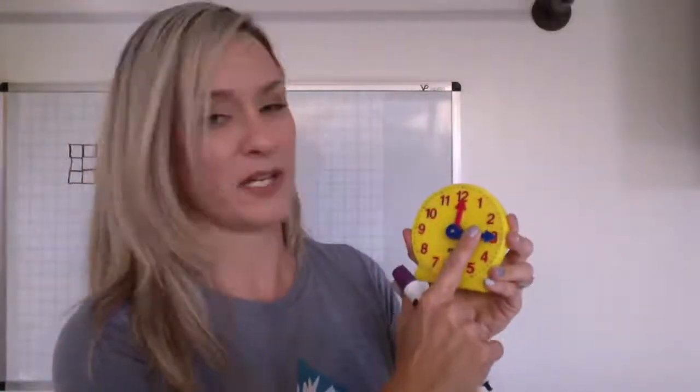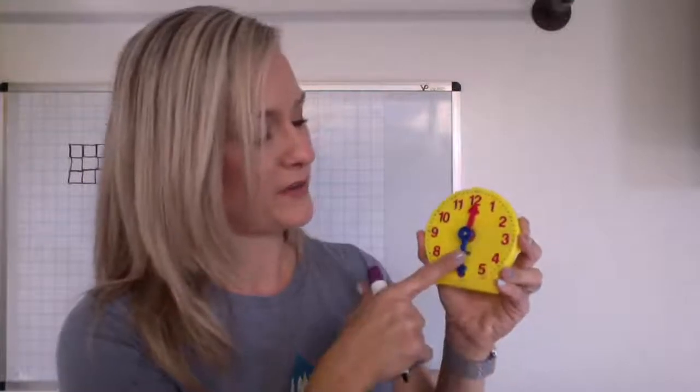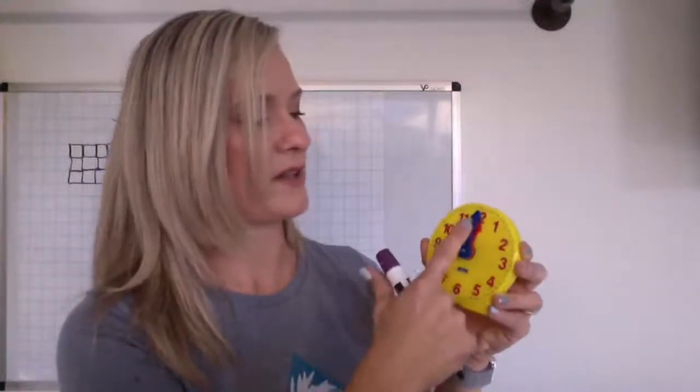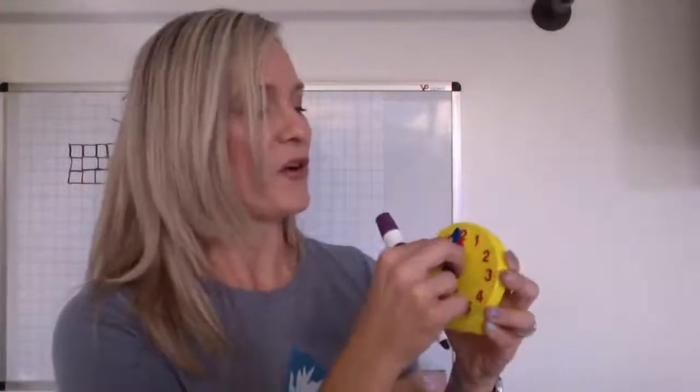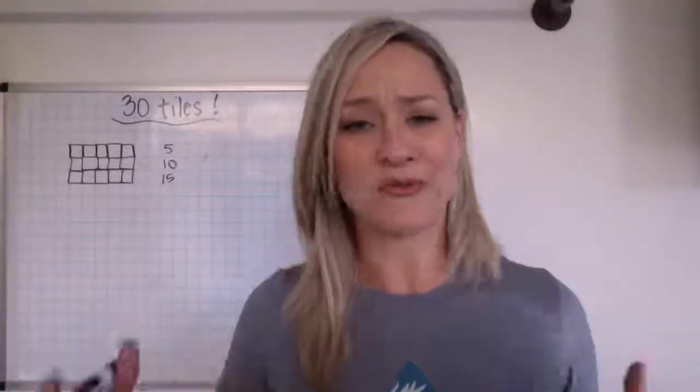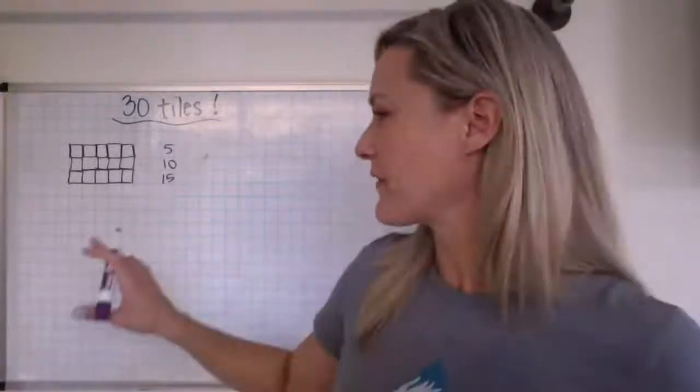So if we were at 12 o'clock, we've got 15 minutes, right? And then another 15 minutes makes 30. Another 15 makes 45, and another 15 makes 60. So I always think about clocks when I'm thinking about 15s, 30s, 45s, and 60s. I don't know why. Okay, so we've got 15 tiles here.